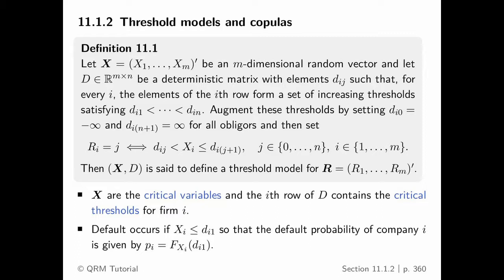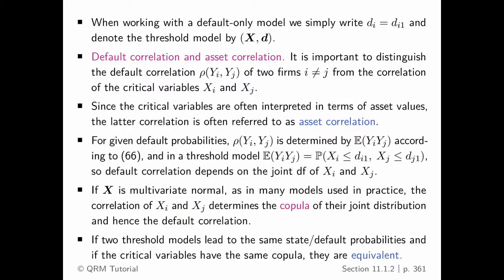So how do we describe one of these models? Perhaps just to go back to that. The model is fully described by X, the random vector and its distribution, and D, the matrix of thresholds. This part has all the randomness. This is just a series of levels. In a default-only model, then this D is just a vector. So we have two vectors, something random, something deterministic.